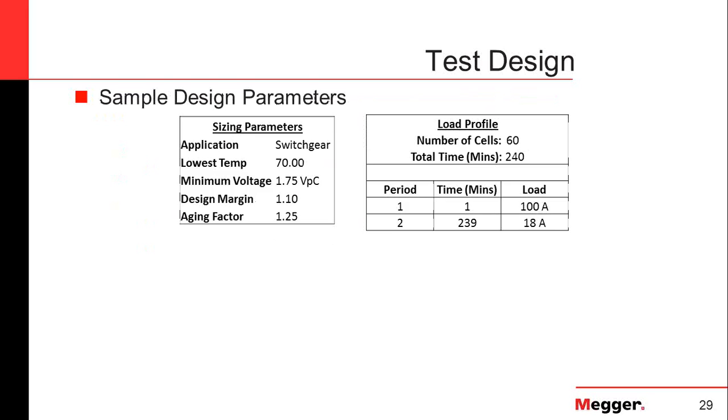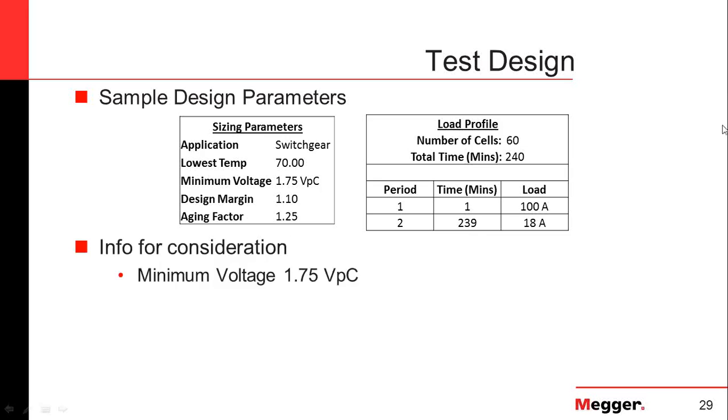So from an engineer, I will then receive something like what's shown here. I'll have my sizing parameters, which have all the information from the IEEE 485 guide, as well as what my load profile is. Now, some info for consideration on this is I have my minimum voltage of 1.75 volts per cell, so that's what I'm going to need for my test criteria.